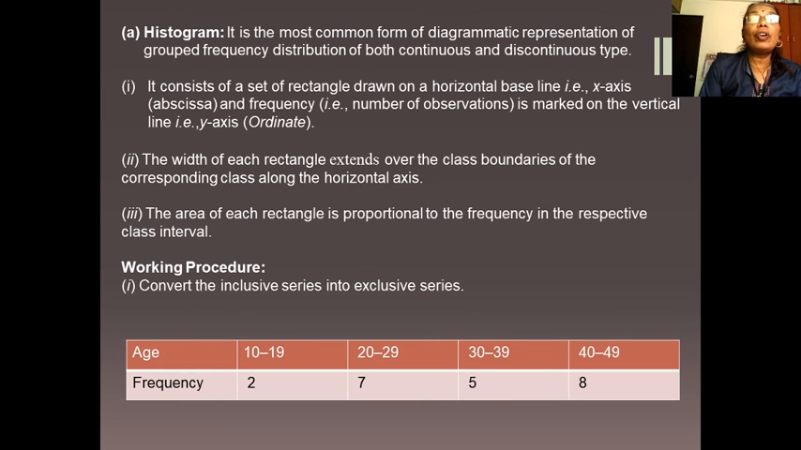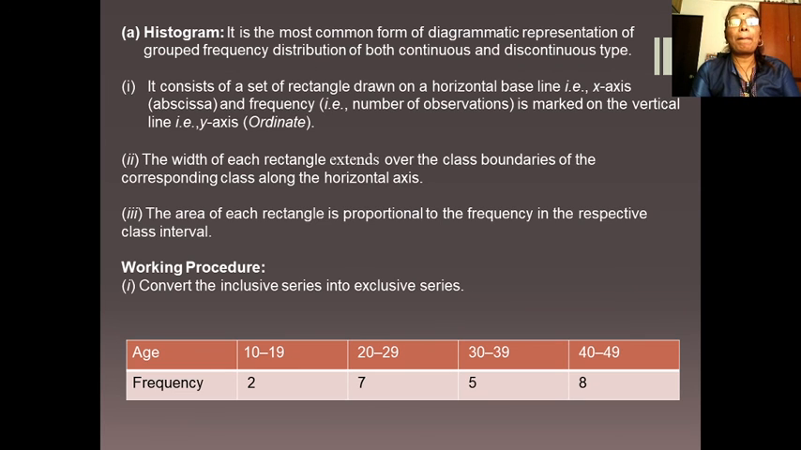Then how do we work through this procedure? For this, there are two types. One is to convert the inclusive series into an exclusive series. Means for making these classes, we have to use these inclusive and exclusive series. In that, first convert the inclusive series into an exclusive series.